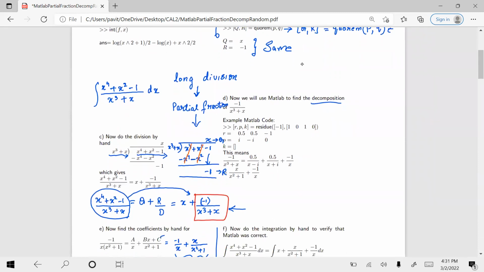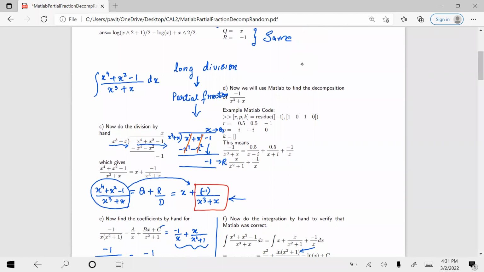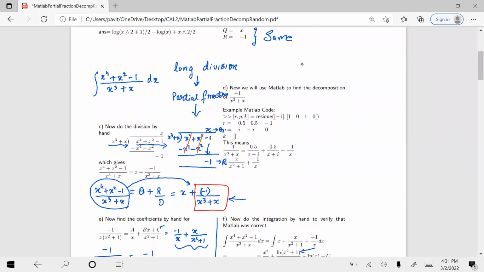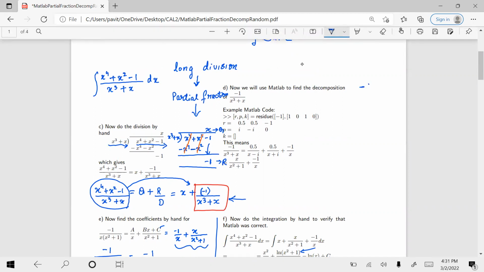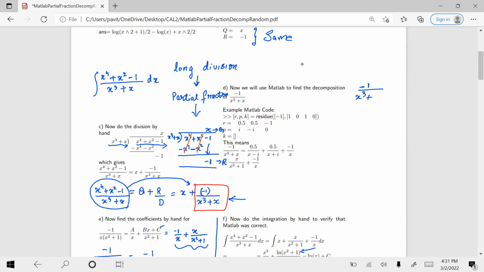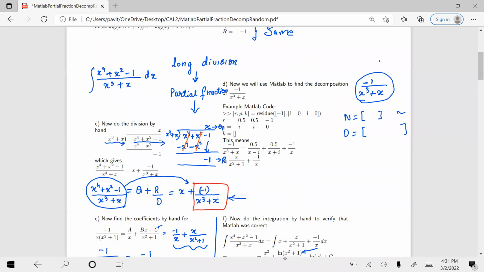Let's see how to do this with a partial fraction. In this particular problem, I am going to apply partial fraction only for this term. What are the coefficients for the numerator, and what are the coefficients for the denominator? Let's start with the numerator. What is the coefficient of the numerator in this fraction? -1, right? And what is the denominator?